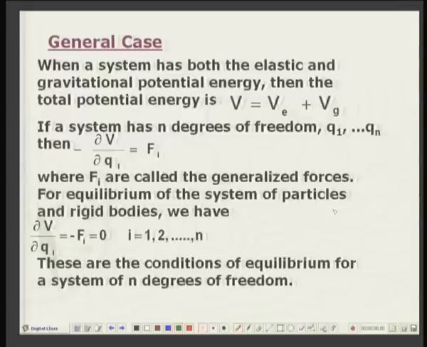We have earlier defined degrees of freedom in the last lecture. Suppose for a large system which has many degrees of freedom, the degrees of freedom are q1, q2 up to qn, and you have expressed the potential energy in terms of q1, q2 up to qn. If you take the derivative of the potential energy with respect to any q, qi let's say, and put a negative sign, then it will give me the corresponding force Fi.